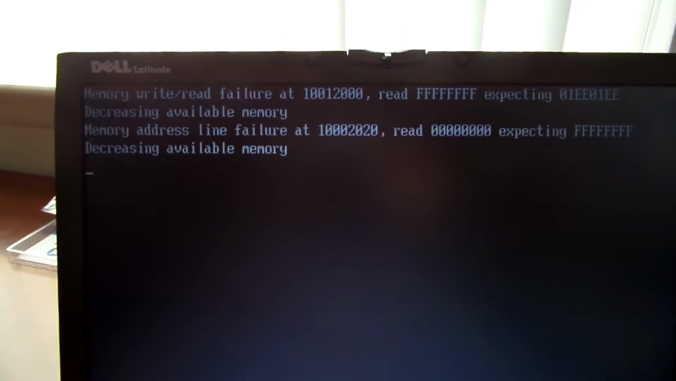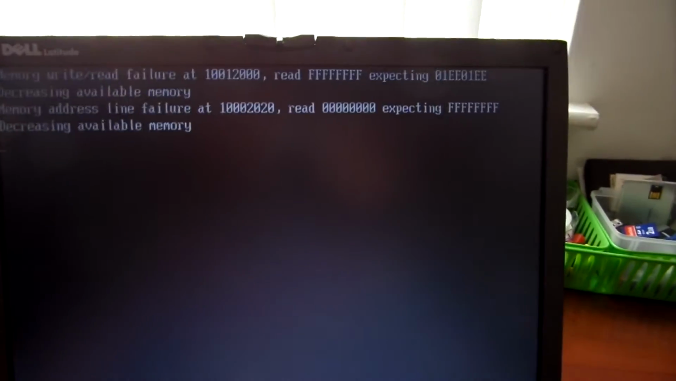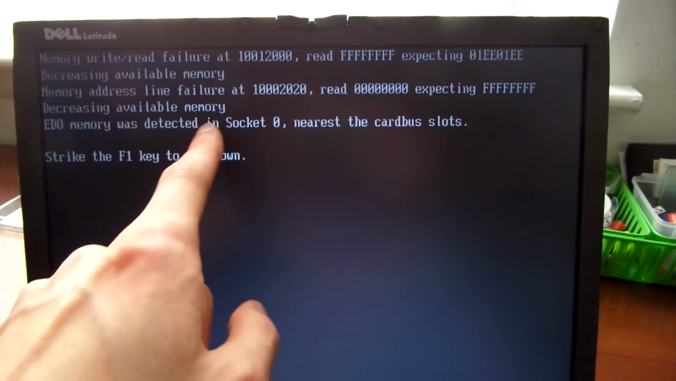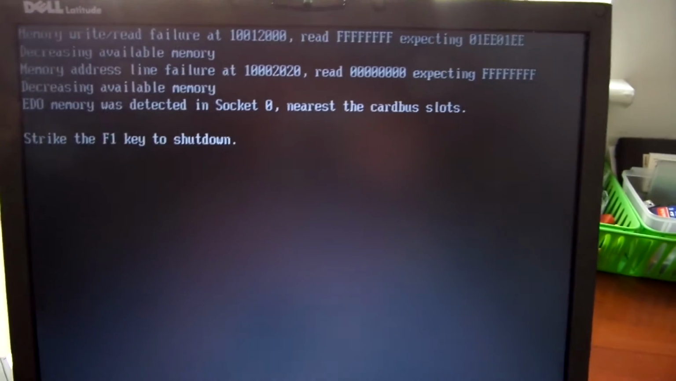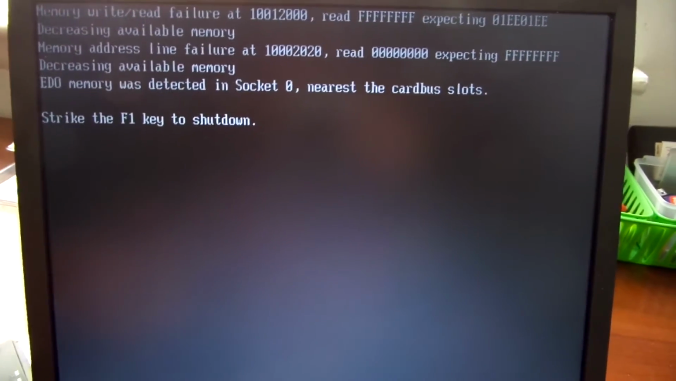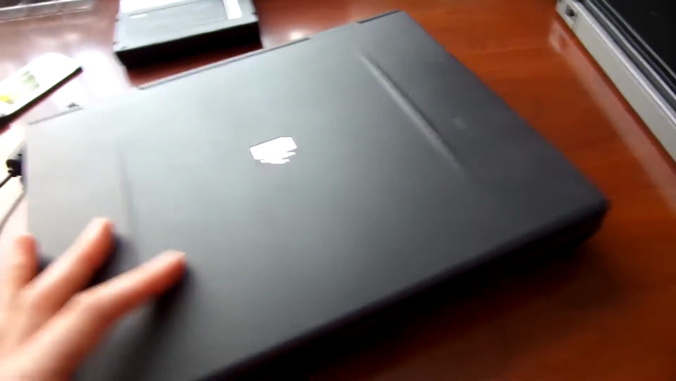Memory read-write failure. Yes, that's what it was. And it says EDO memory was detected in socket 0 nearest the card bus slot. And that is the socket A. Shut this down. Just socket A.